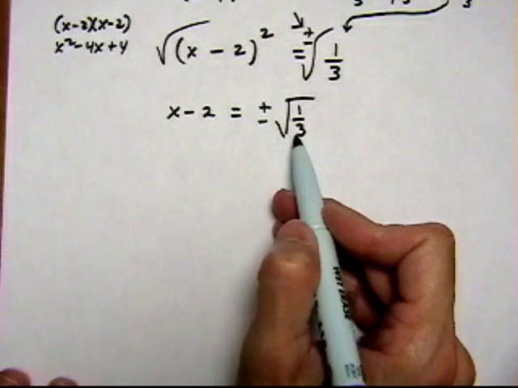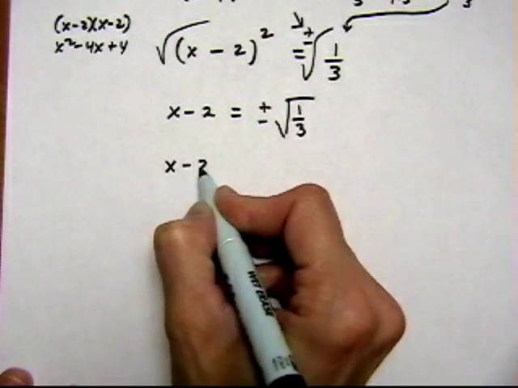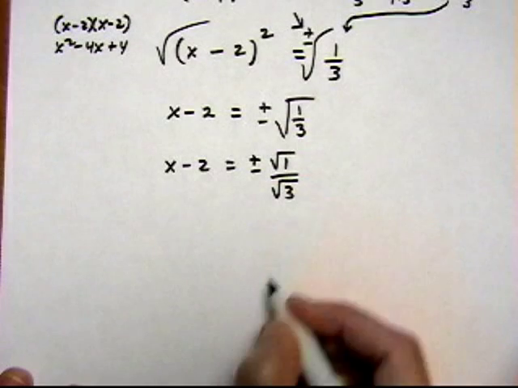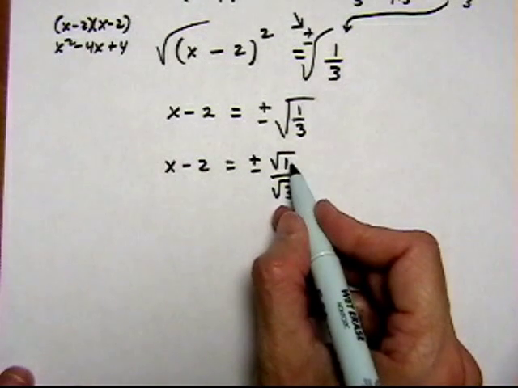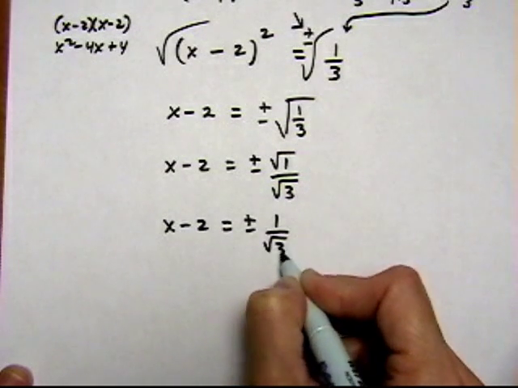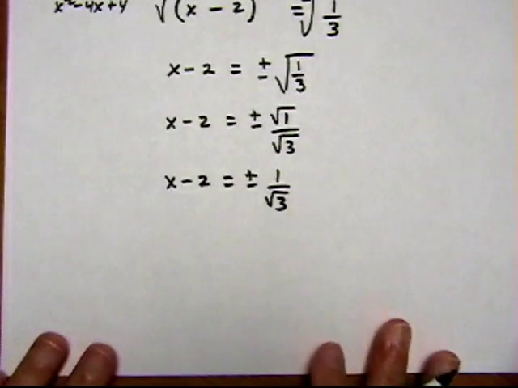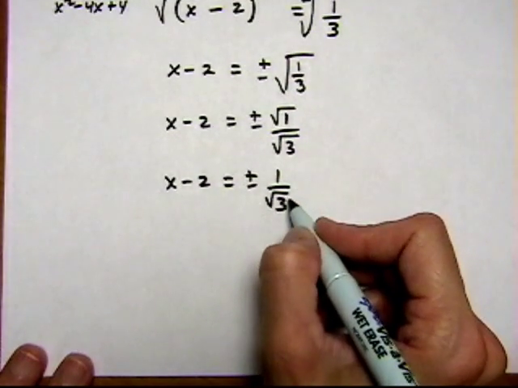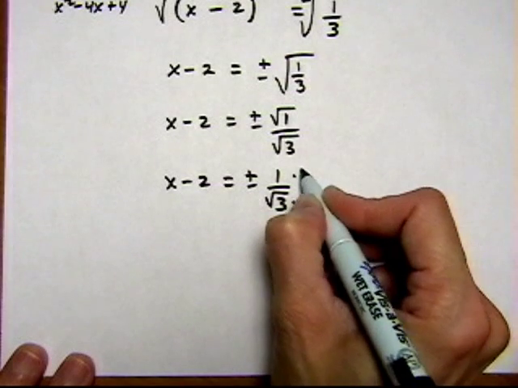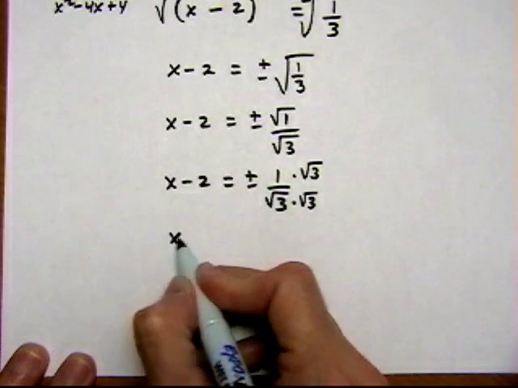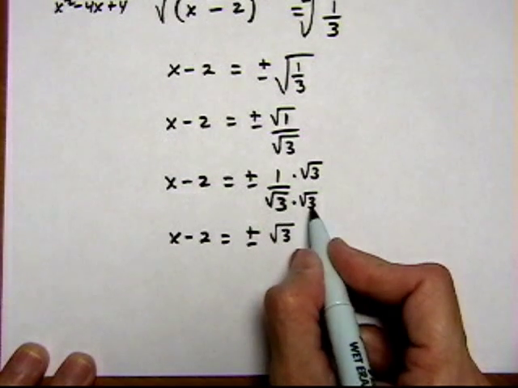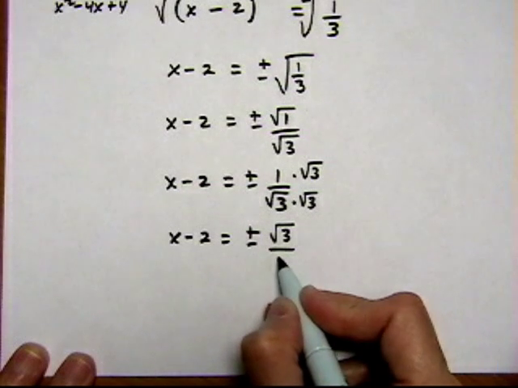Now let's simplify this right side a little bit. This is the same as x minus 2 is equal to plus or minus square root of 1 over square root of 3. And the square root of 1 is 1. So x minus 2 is equal to plus or minus 1 over root 3. And to have a simplified fraction, we don't want to have a root in the denominator, so we're going to rationalize the denominator by multiplying the top and bottom by root 3, which gives x minus 2 is equal to plus or minus root 3 over, and root 3 times root 3 is root 9, or just 3.